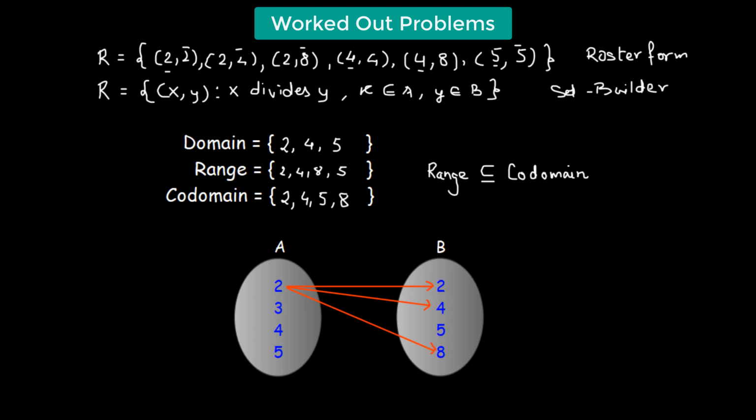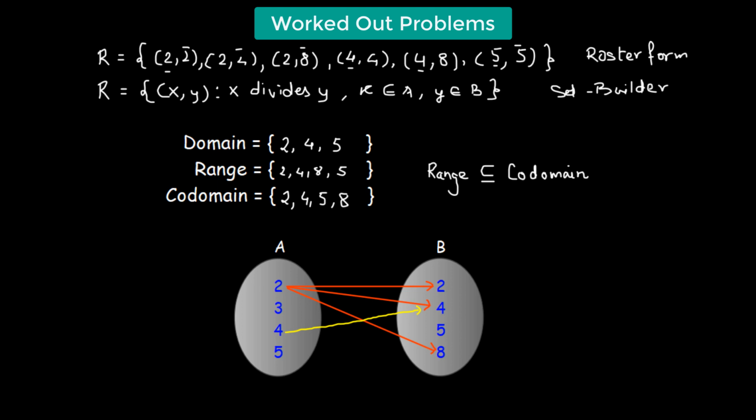Then 3, the element 3 in set A does not form a relation with any of the elements of set B. So we move on to the third element, which is 4. So 4 is going to form a relation with 4. So we draw an arrow going from the element 4 in set A to element 4 in set B.